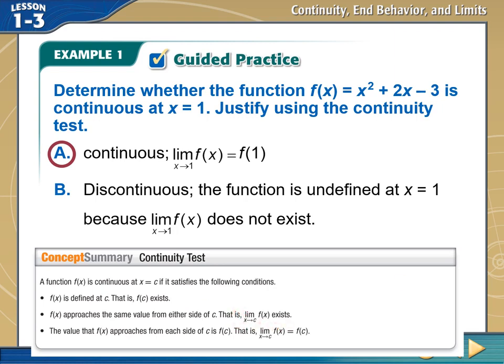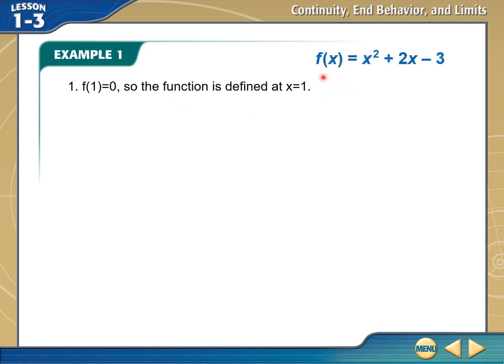Let's move on and see what we can do about these three tests. Number 1, f of 1 is equal to 0. How did I know that? Remember the function in the previous slide? The function was f of x equals x squared plus 2x minus 3. So if we simply substitute 1 here, I'm going to get 3, and 3 minus 3 is 0. This is how I got f of 1.